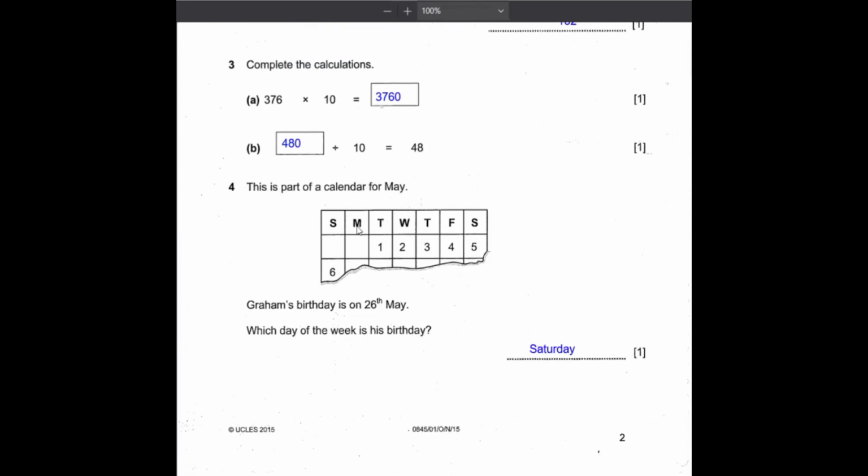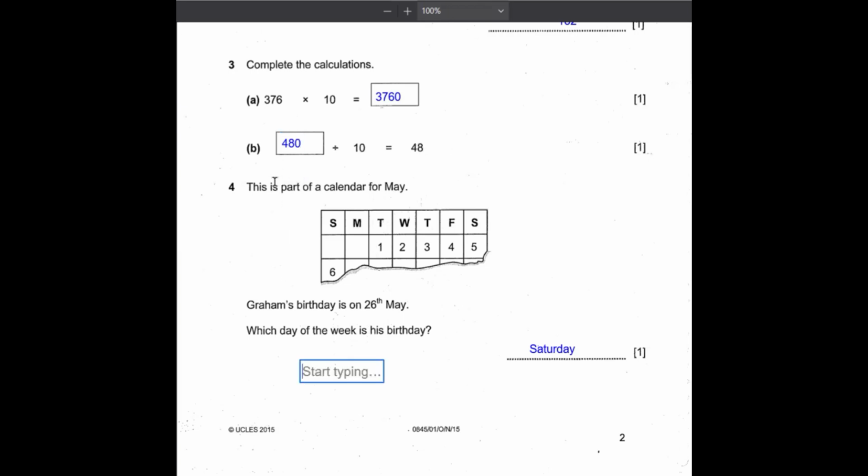We are running fast over these questions because they are easy. Let's go to question number 3. They say complete the calculations. You have 376 multiplied by 10 equals. We know when we multiply by 10, we write the same number and we just put a 0 in addition, so it's equal to 3760. Then number B, you have a number divided by 10 is equal to 48. When you divide by 10, you take a 0 out. That means the number should be 480. Here you have a number without a decimal point. If there is a decimal point, you move the decimal point.